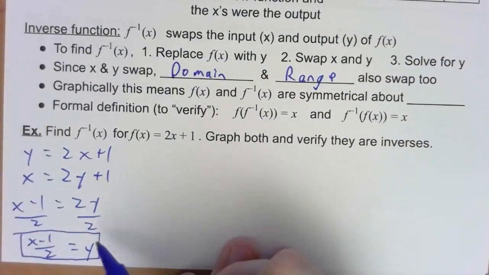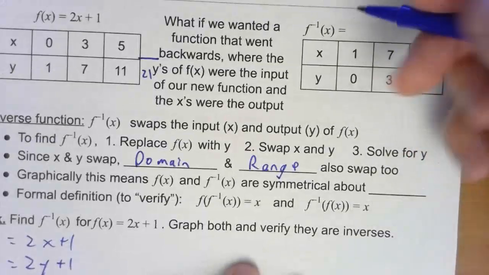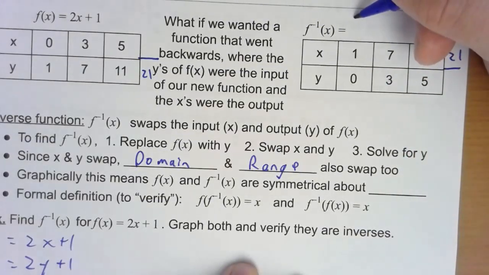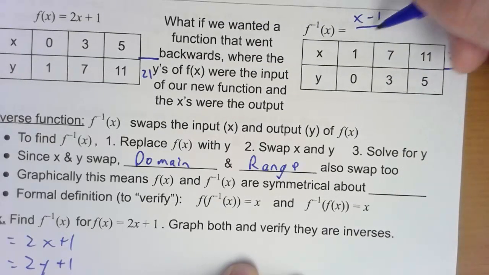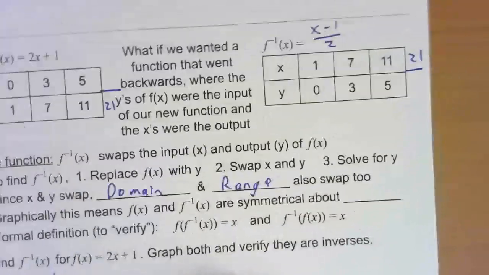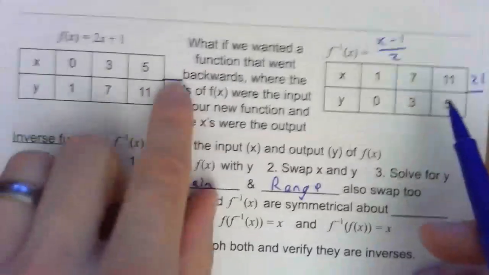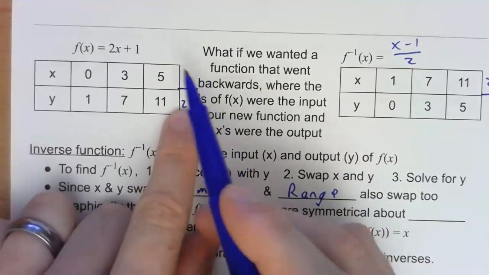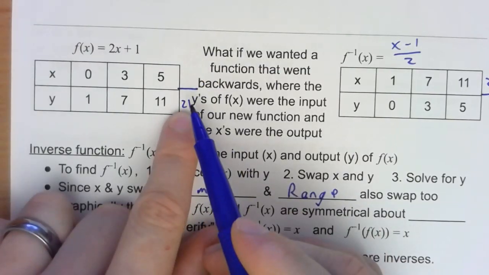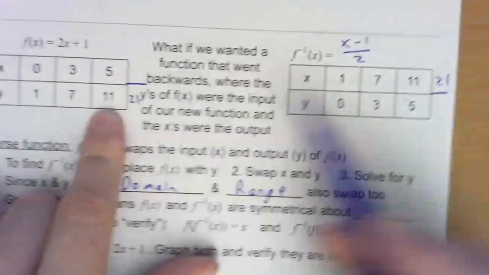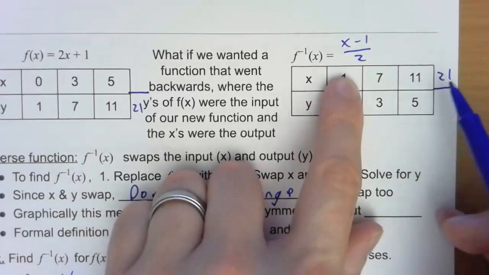So this y is now f inverse. I can say the f inverse rule is x minus 1 over 2. And so now I can answer this question here. If I want to know what x I start with to end up with 21 in the function, well, in my inverse, I can start with 21.